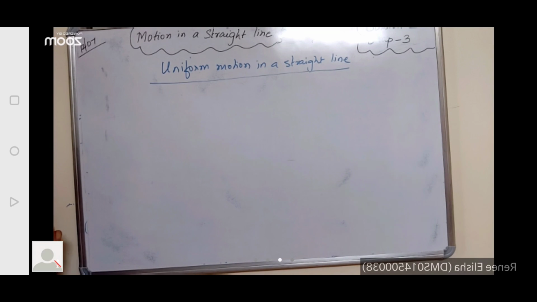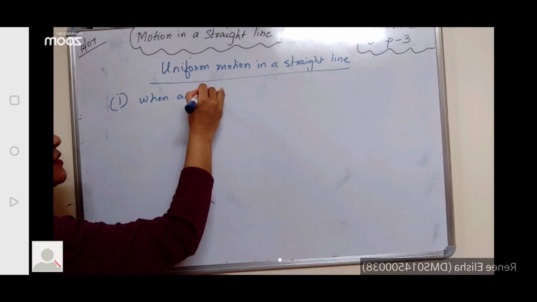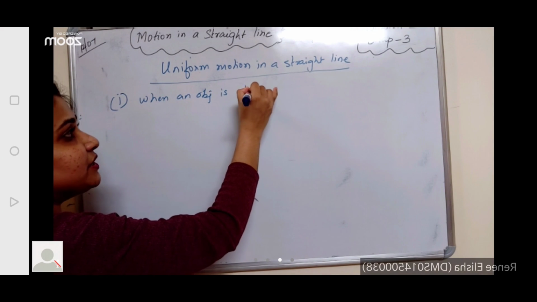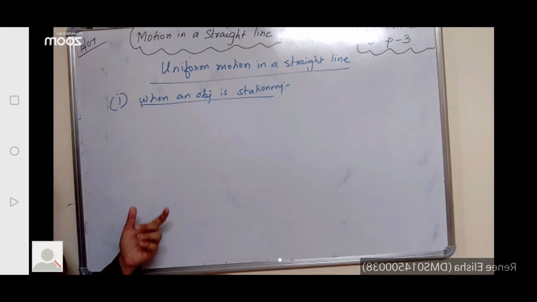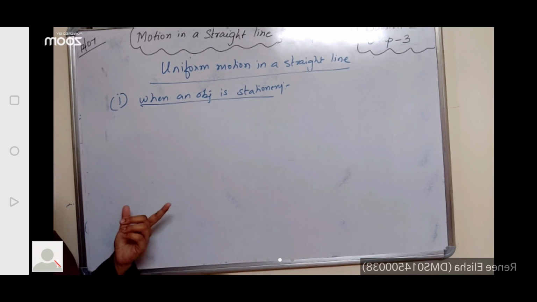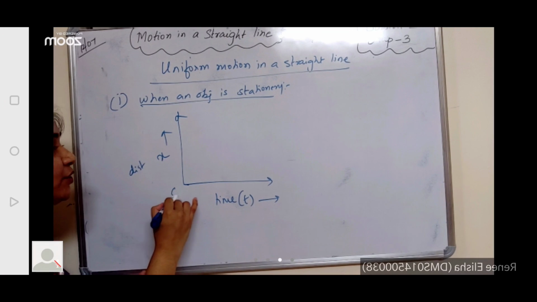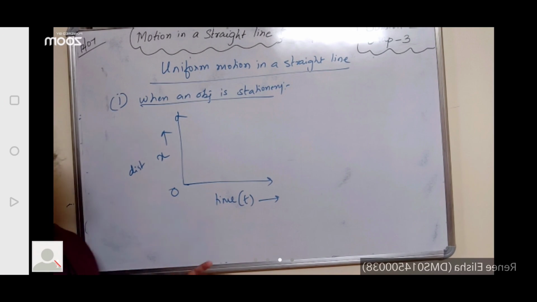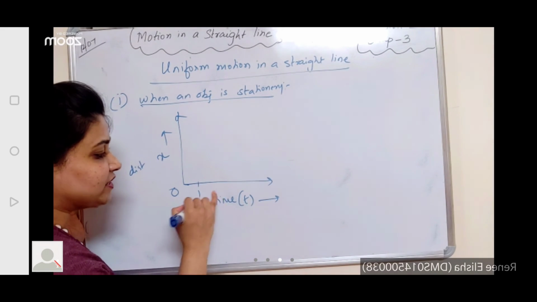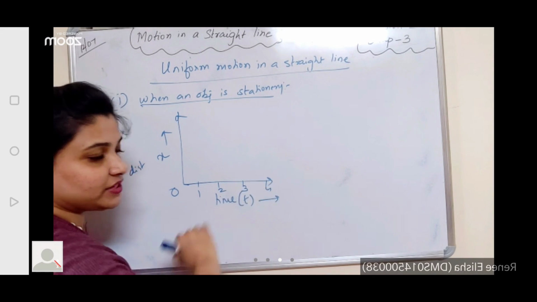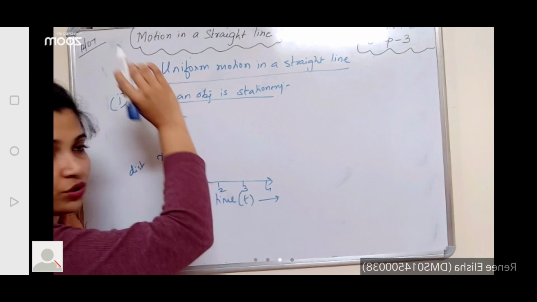First case is when the object is stationary. What will happen if an object is stationary? Suppose the time is along my x-axis here. This is the origin, right? Now see children, if any object is stationary, suppose this is 1 second, 2 seconds, 3 seconds, 4 seconds, and this is distance of 1 meter, 2 meters, 3 meters, 4 meters, and so on.